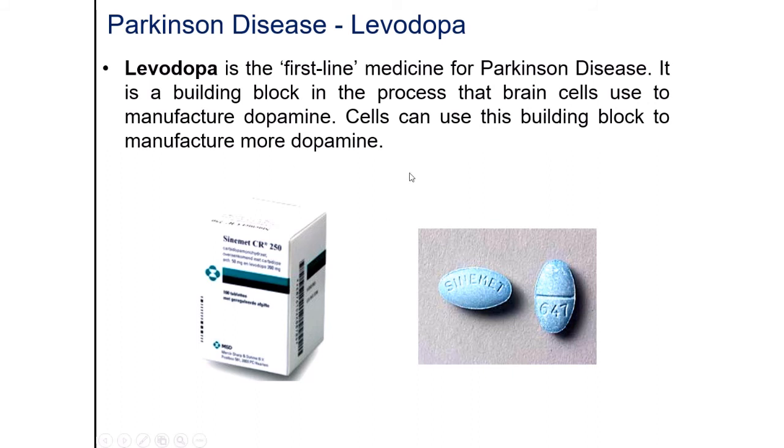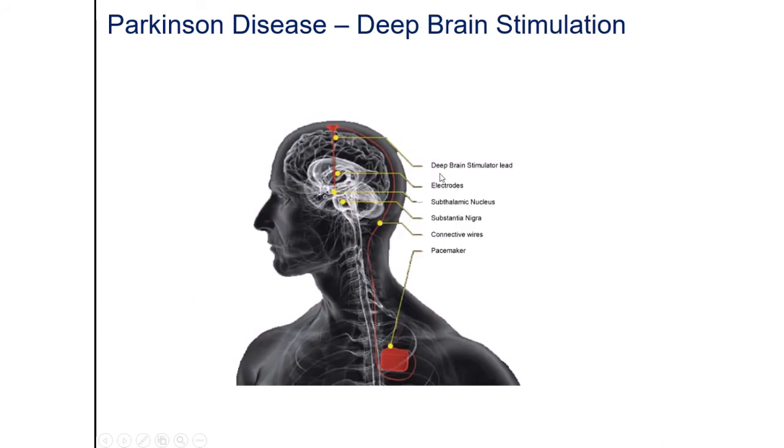for Parkinson's disease. Another option is to do what's called deep brain stimulation. For some people who are experiencing really bad symptoms and there are no other good options, one thing to do is to implant electrodes into the region close to the substantia nigra.